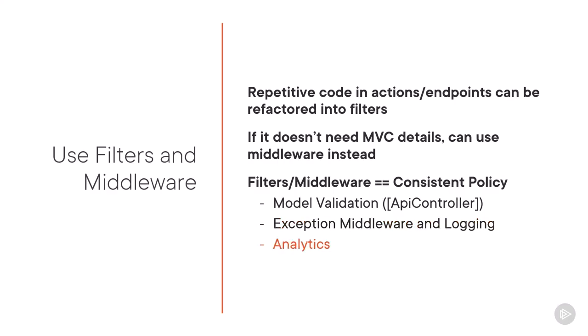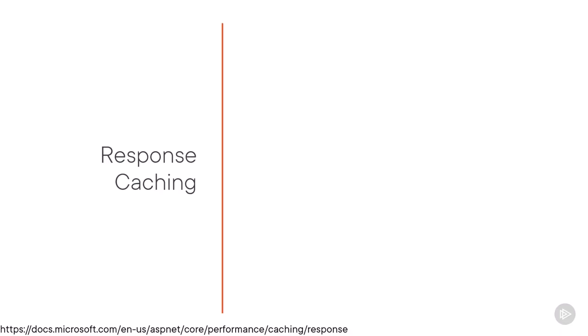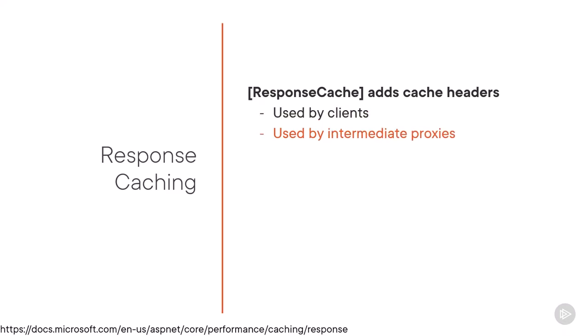We'll also take a look at some other filters as we go through the other features that you should be using. Async and await should be your default. Any API endpoint making out-of-process calls should be async. It could be talking to a database, another API, the file system. It doesn't matter. There are async libraries to work with all of these resources. It should be very rare that you have useful API endpoints that aren't async and thus do not return a task of something. You can use the response cache attribute to add cache headers to your resources. These headers are used by clients and intermediate proxy servers to determine whether and how they should cache the responses.